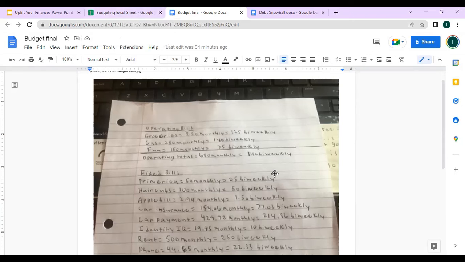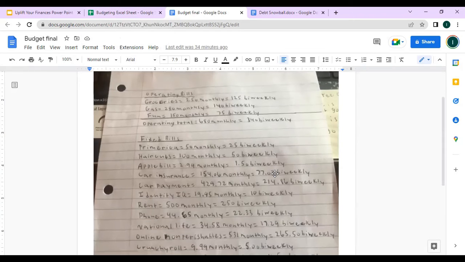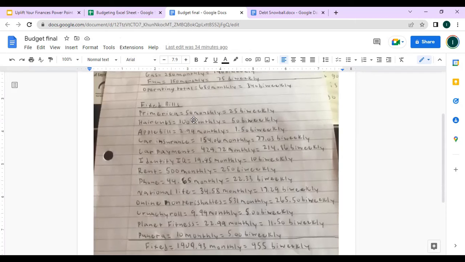The next thing you're going to do is go back into those bank statements and write down each fixed expense. So for example, Prime America, $50 a month, which is $25 biweekly. Haircuts is $100 a month, which is $50 biweekly, and so on. And here, as you can see, he has online non-perishables, so he gave himself a budget of $531 to spend on online non-perishables like shampoo, soap, and stuff like that, bars.